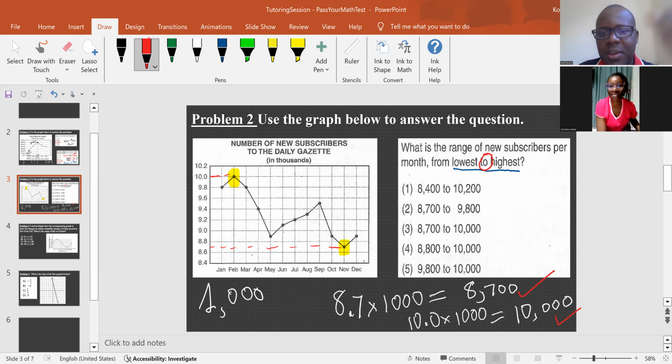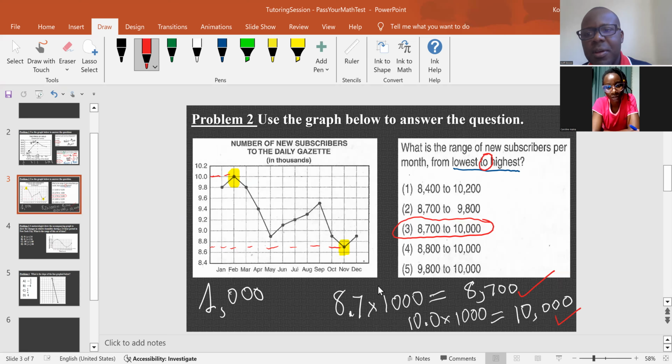So from the 5 choices, do you see that choice number 3 is the correct choice? So 8,700 to 10,000. After we figure out the two values, lowest to highest, now we see that choice number 3 is the correct choice. The key for this problem is that when you see the graph, they don't use 8,700 on the graph. They don't use 10,000 on the graph. They just use these decimal numbers, 8.4, 8.6, 8.8, and so on.